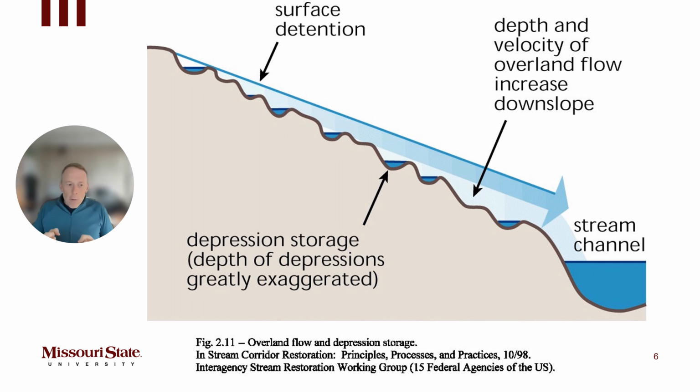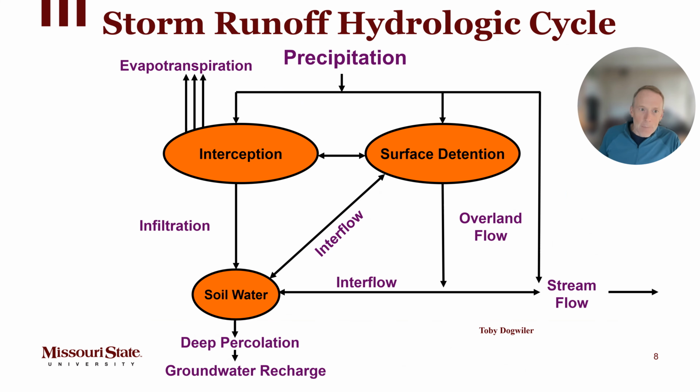We take a lot of water out of the system temporarily and cause it to move slowly, and that helps prevent flash floods. All right, so let's look at this process from a scientific way. Scientifically, let's think about things as a flow chart to think about the different pathways a water droplet could take. So we have precipitation.